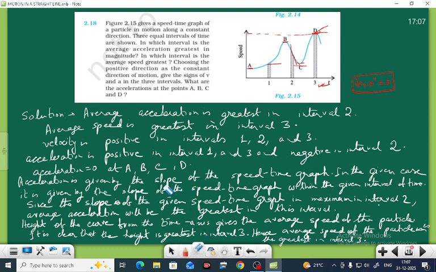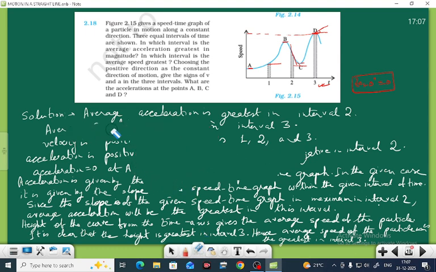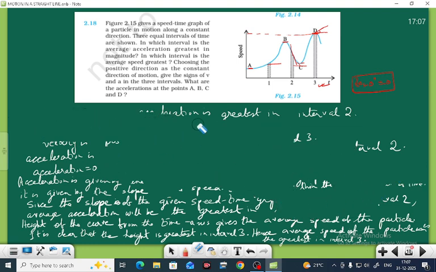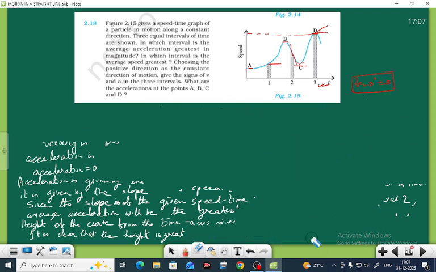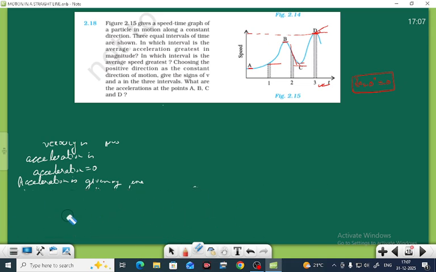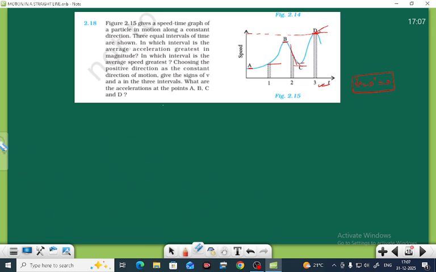Let me first erase this one. After that I will explain the other things about it, right? This is very clear from the graph that the slope is maximum at point 2, so the acceleration will be maximum, and at points A, B, C and D the acceleration is zero. Now I will find it in interval 1.